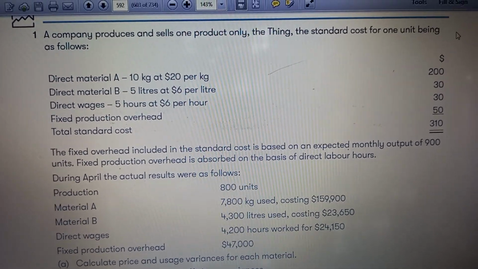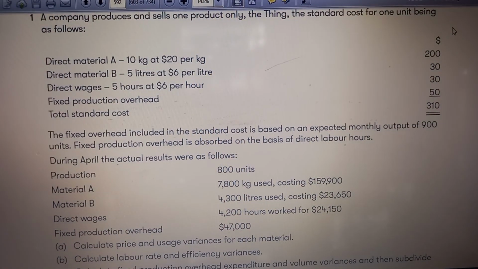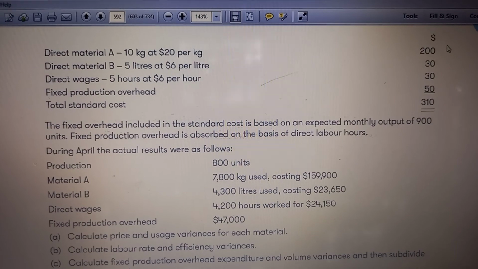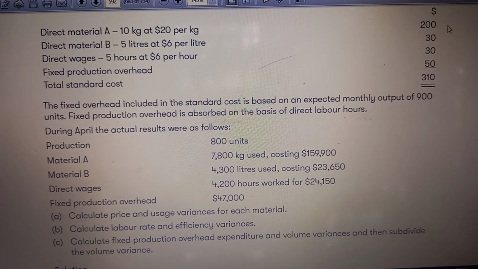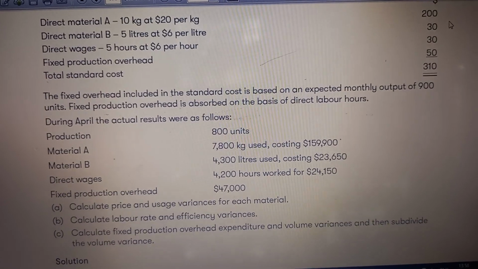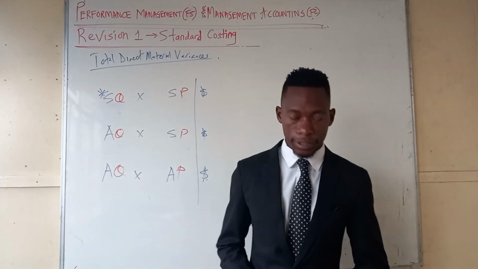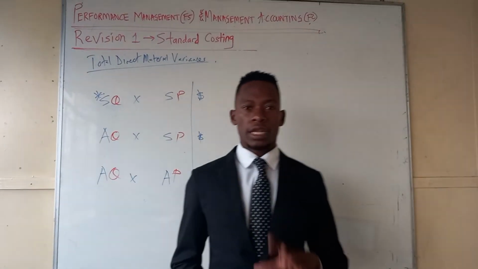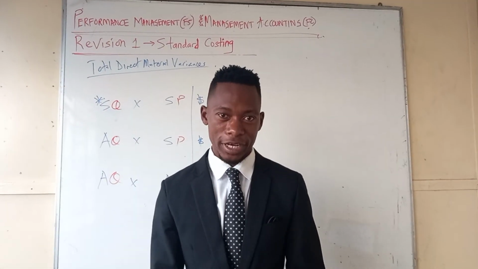We want to do a revision on standard costing. This is the question that I want us to look at. Right, so I'm pretty sure that everyone has the question. Now I want us to hammer this question enough and earn some good marks, right?